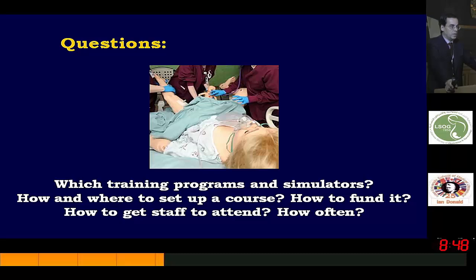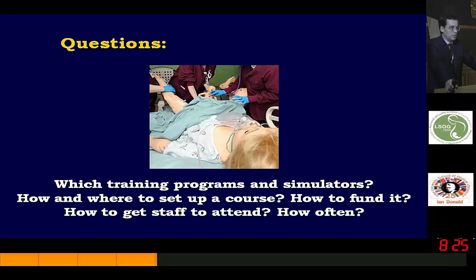Many countries have dedicated simulation centers. Should it be done in the hospitals? Should it be done in universities? Not a lot of people on that. Problems on how to fund it, because as we will see, it is quite expensive to set up these simulation-based courses. How to get staff to attend?